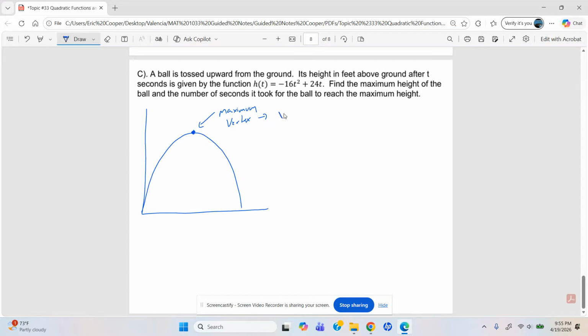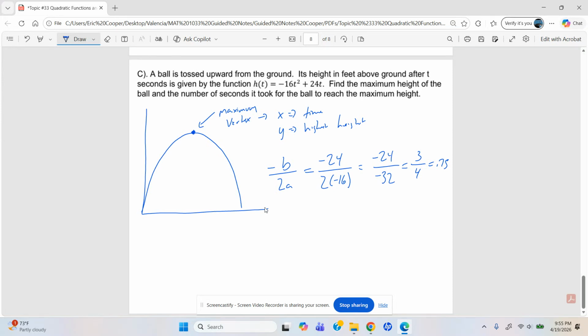The x-coordinate will end up being the time that it took, and the y will end up being its highest height. So we could do this the same way we've done the vertex before. We'll use negative b over 2a. So in this case, we have 24. So negative 24 over 2 times a, which is negative 16. So negative 24 over negative 32, which gives me 3/4, or 0.75. So they're saying it took 3/4 of a second to reach its highest point.